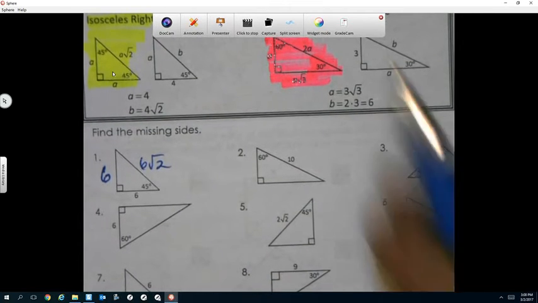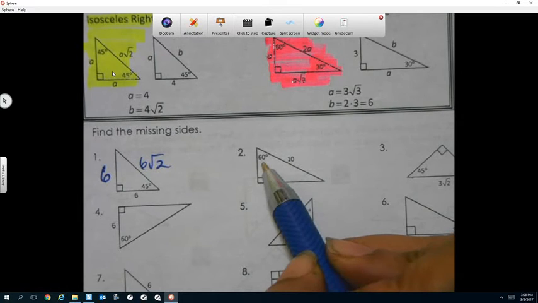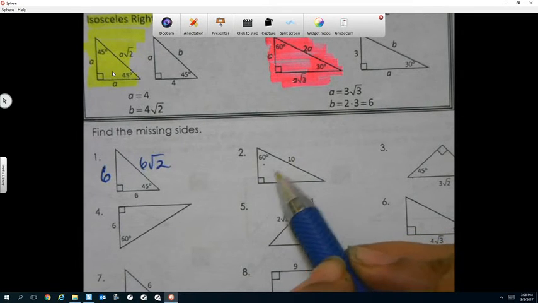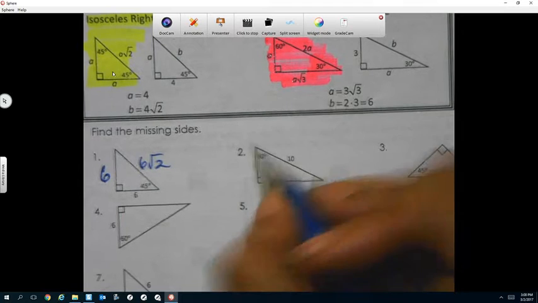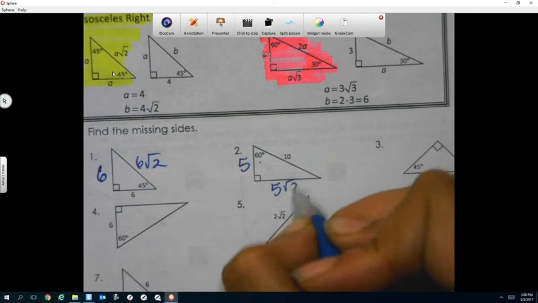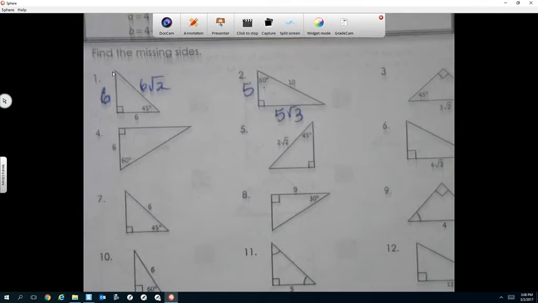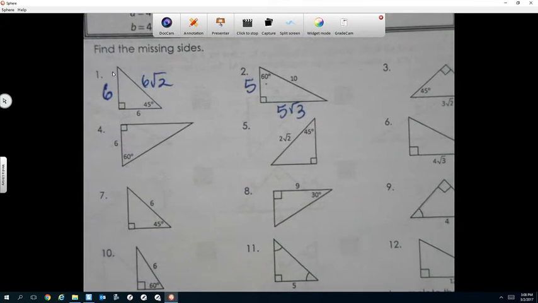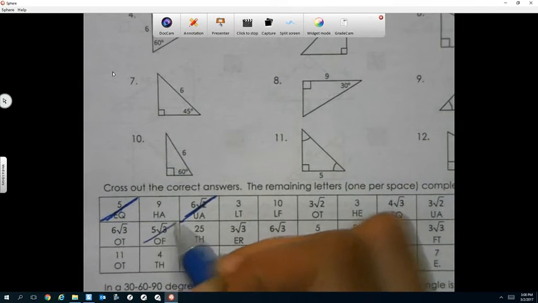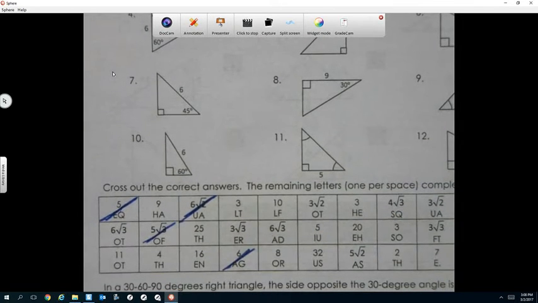So on number 2, because there's a 60 here, I know that 10 represents the hypotenuse. This is opposite the 90. So the short leg has to be 5, and the long leg 5 square root of 3. So cross out the 5, EQ, and then we need to find the 5 square root of 3, OF, I think. So we cross those out.